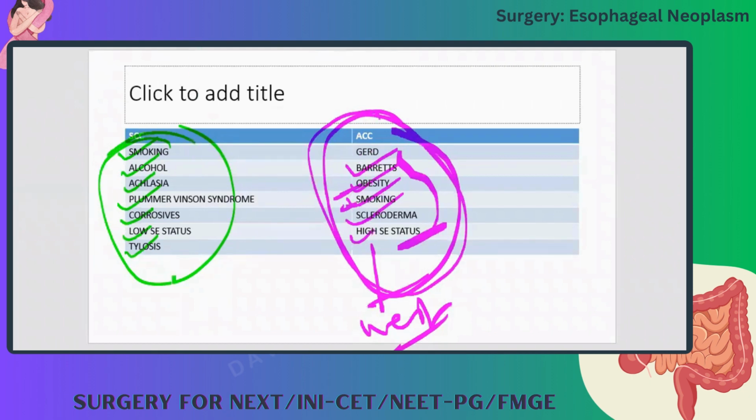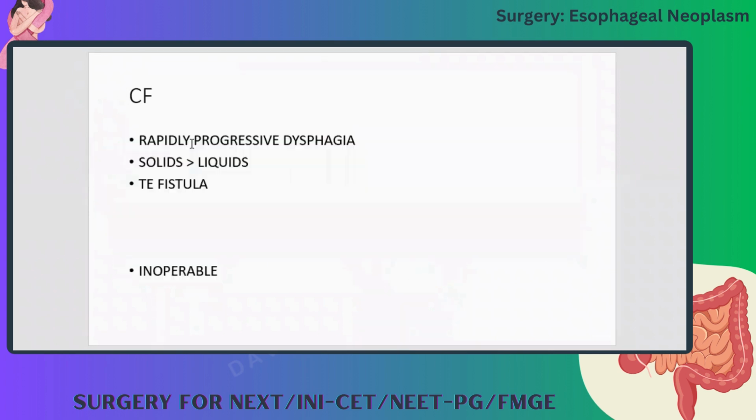Whereas in developing countries, socioeconomic status is low. Smoking and alcohol are very predominant. Achalasia is predominant in our country. So squamous cell carcinoma is the most common in our country. Clear? Yes? Okay, sir. So what is the clinical feature?